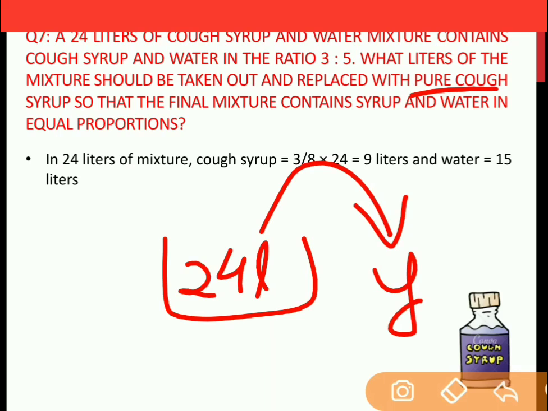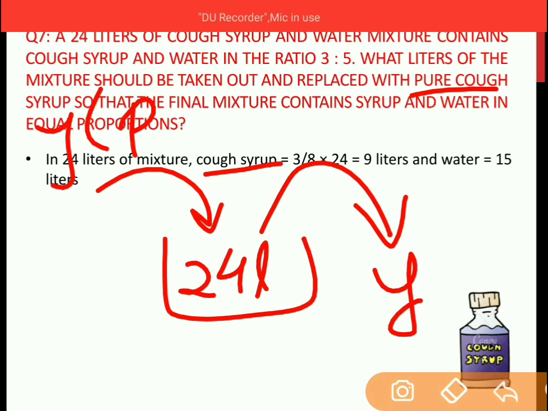It is replaced with pure cough syrup. What does replaced with pure syrup mean? If y liters of mixture is taken out, then y liters of pure cough syrup is added so that the mixture contains syrup and water in equal proportion. What does equal proportion mean? Equal proportion means the same quantity of syrup and water will be there in the mixture after this transaction.